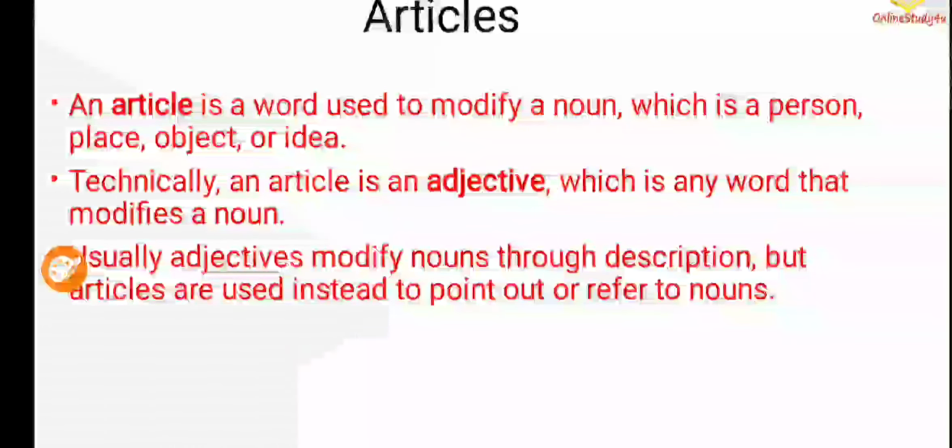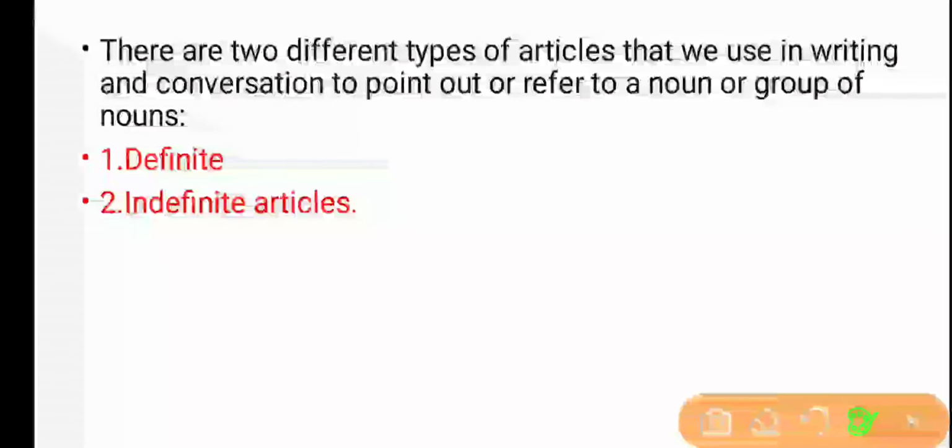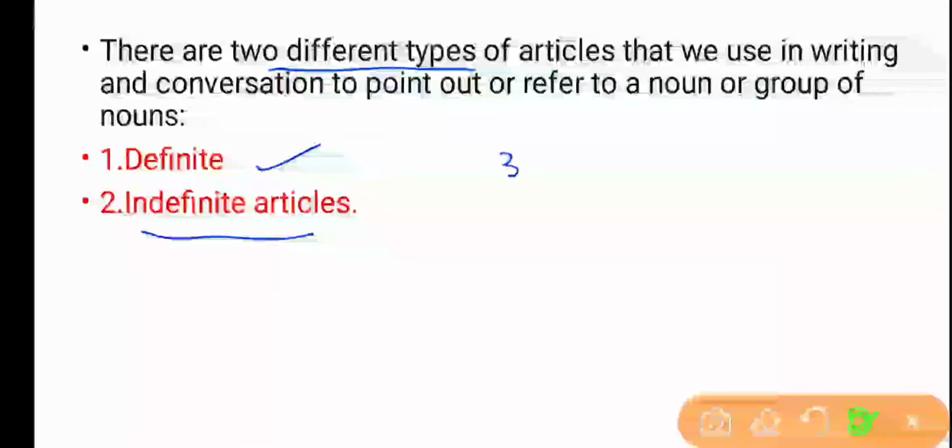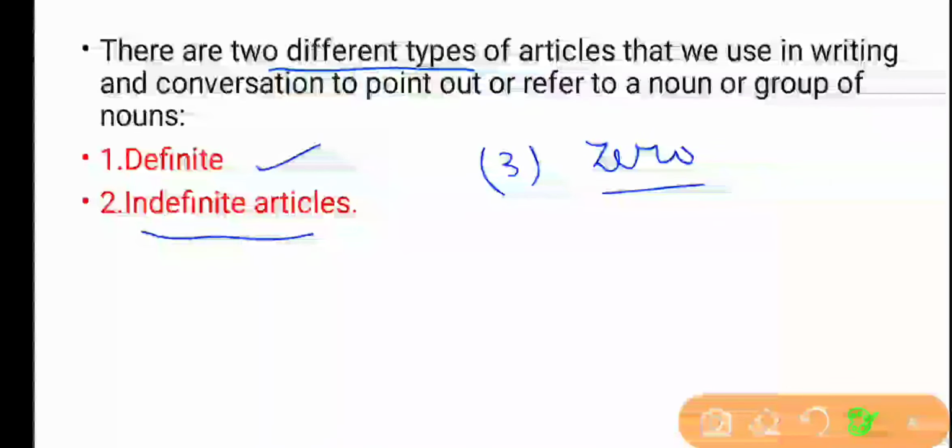After understanding what articles are, let us see what the different types of articles are. Basically, there are two different types of articles that we use in writing and conversation to point out or refer to a noun or a group of nouns. And they are definite articles and indefinite articles. A third article is also there, called the zero article, but that is usually not discussed because that is related to the omission of an article. When we omit an article in certain cases, in those cases we discuss the zero article.